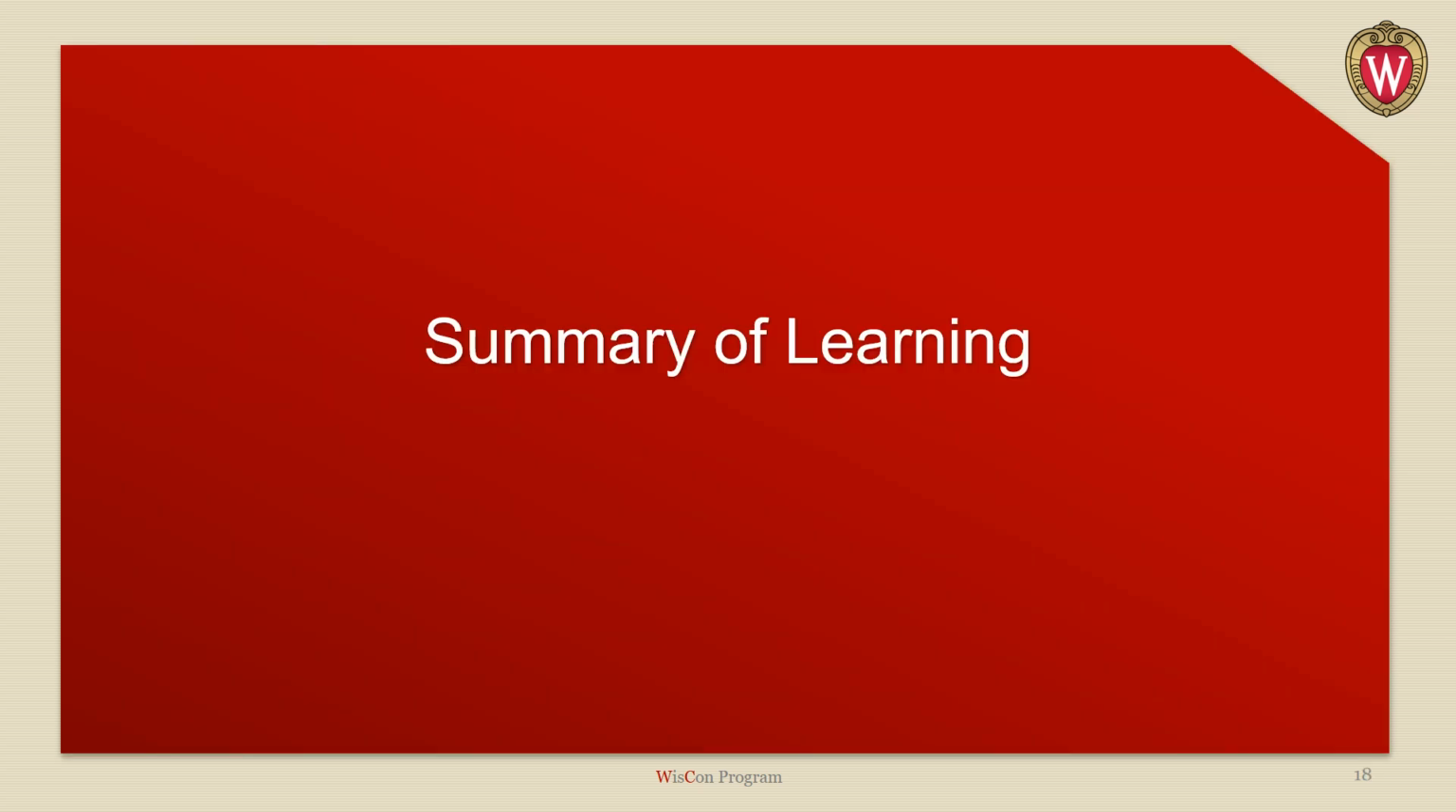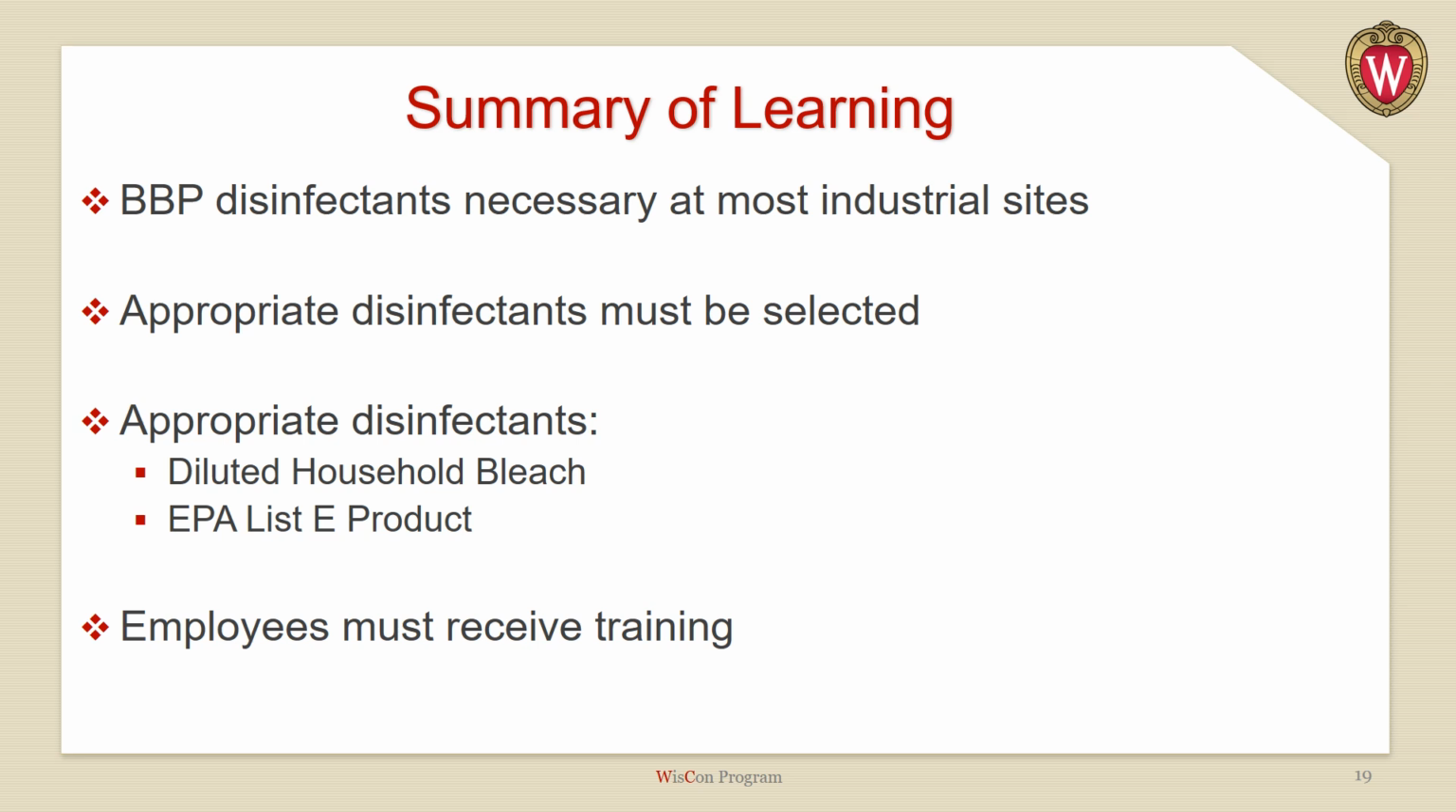To summarize what we have learned, bloodborne pathogen disinfectants are necessary at most industrial sites. Appropriate disinfectants must be selected, and these include diluted household bleach or products on the EPA List E. Employees must also receive training on how to use whichever disinfectant is purchased and provided by the company.